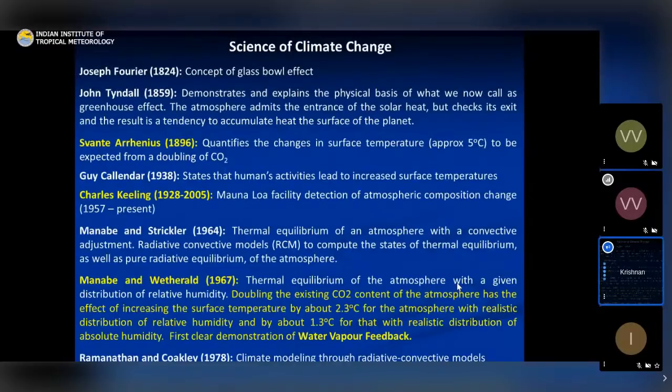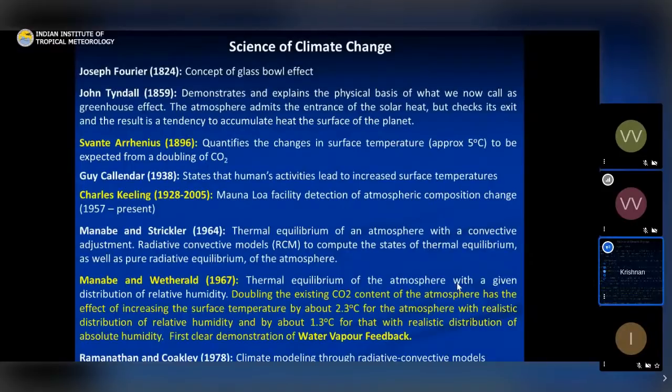And then in the 60s, Manabe and Strickler first developed radiative convective models, one-dimensional models of the atmosphere, looking at the vertical profiles of the temperature and the humidity and how that is going to alter the infrared radiation and what happens to climate change. And so the development of the RCMs was important to understand thermal equilibrium.